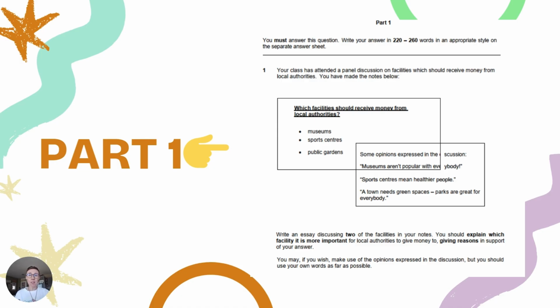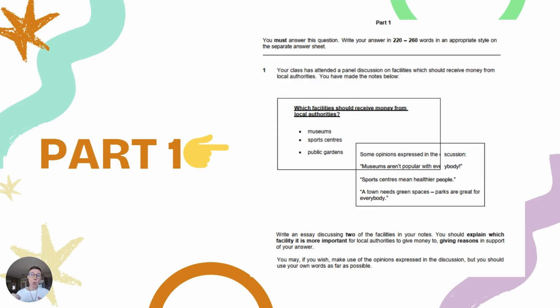So this task is: your class has attended a panel discussion on facilities which should receive money from local authorities, and you've made these notes below. Which facilities should receive money from local authorities? You have museums, sports centres, and public gardens. And then you have the opinions. Museums aren't popular with everybody, sports centres mean healthier people, etc. You need to write an essay discussing 2 of the facilities.